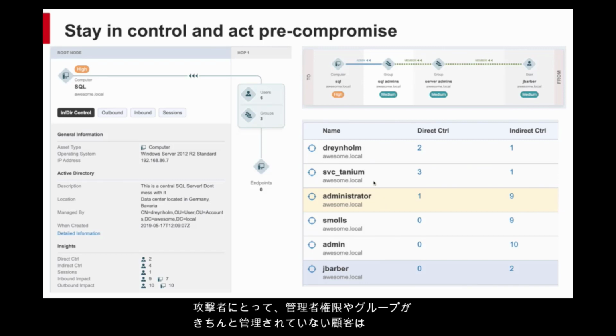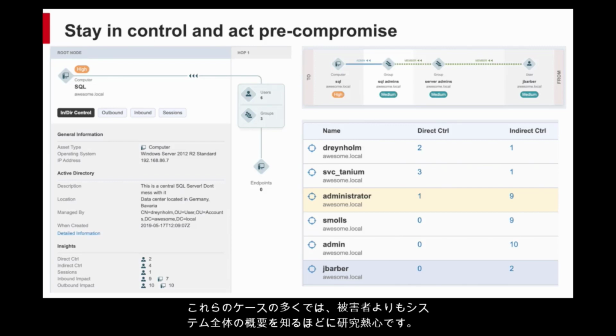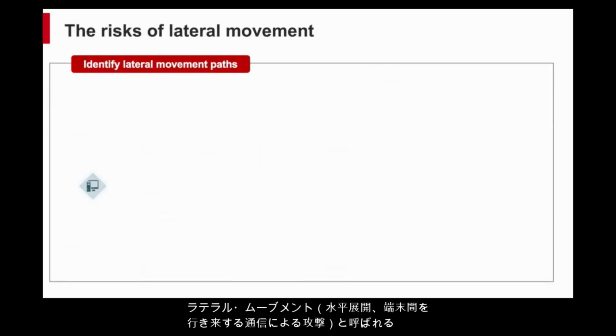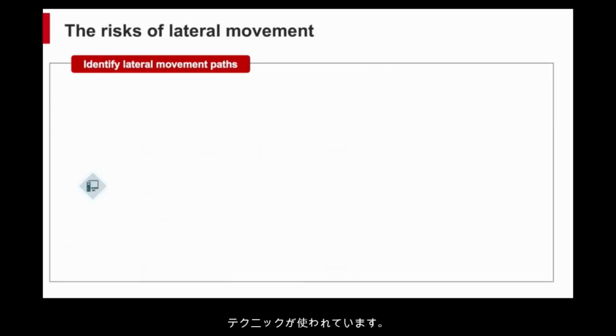For attackers, customers without control are the perfect situation. Attackers have a high interest figuring out which systems they can access with a specific account. In a lot of these cases, they are dedicated enough to have a better overview than their victims. In nearly all attacks, a technique called lateral movement is used by the attackers to reach their specific goals.